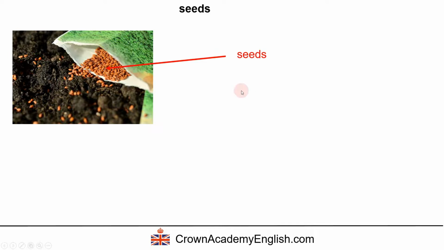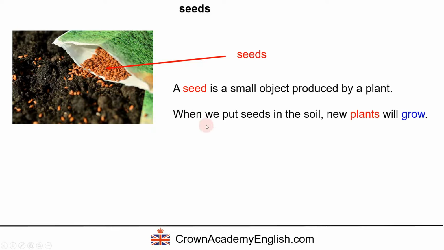Seeds. So these are seeds, these little orange things here. And a seed is a small object produced by a plant. So these actually are made by a plant. And when we put seeds in the soil, new plants will grow. So we have a verb, grow. So plants will grow.